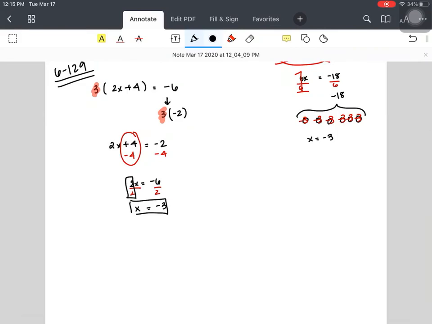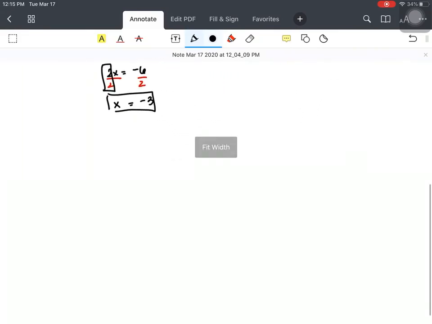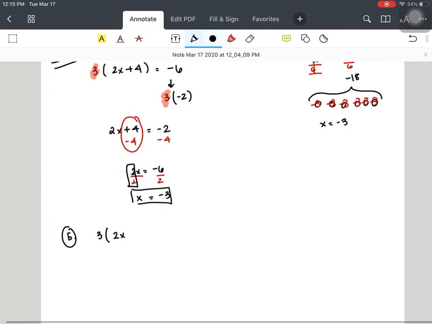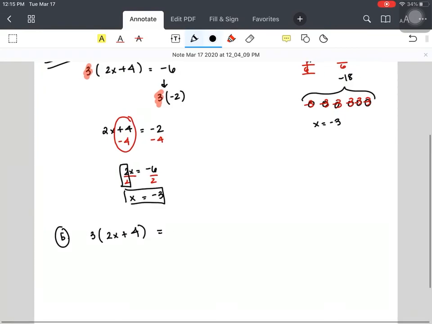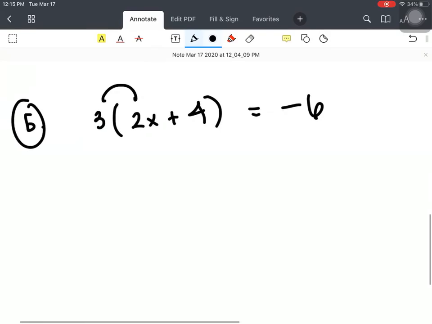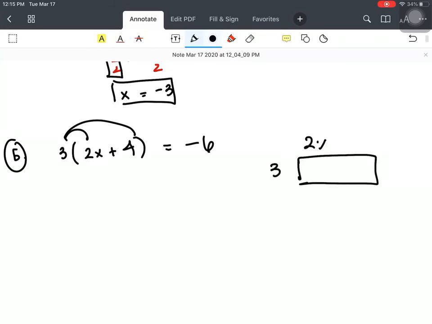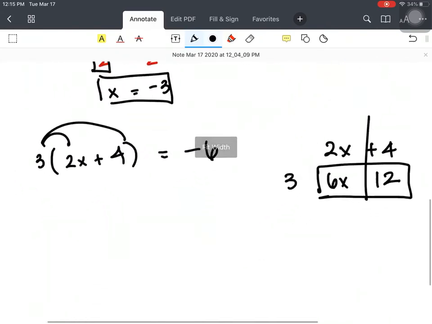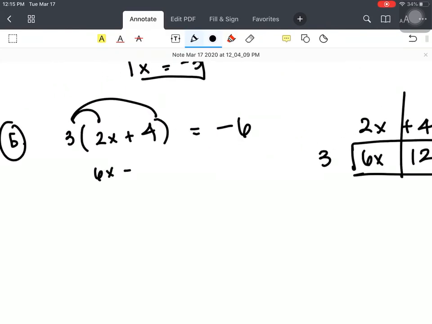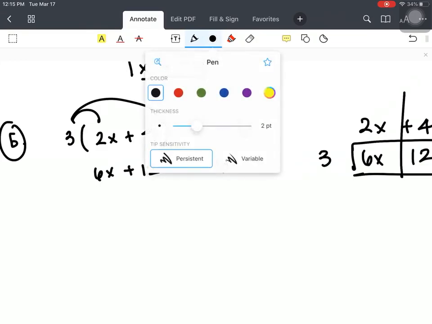Okay. The other way you can do this is if I distribute. If I do 3 sets of 2x plus 4 equals negative 6, I can distribute to everything in my parentheses. So you're getting every method right now. I could distribute to everything in my parentheses, or you can use the area models that we use. 3, 2x plus 4. 3 times 2x is 6x. 3 times 4 is 12. And you can see from the image, that's what they have out there. So 6x plus 12 equals negative 6.